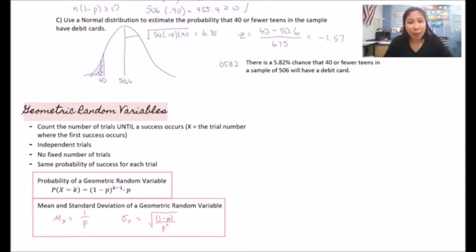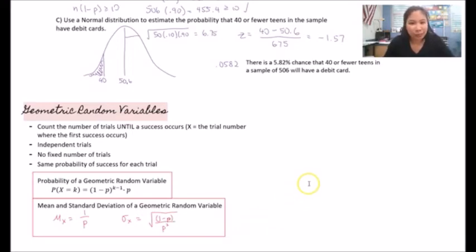And just like a binomial variable, we can still calculate the mean and the standard deviation of a geometric random variable as well. The formula looks like this. Keep in mind, there's no n in a geometric random variable, so none of the formulas have n in them. It'll be 1 over p for the mean, and the square root of 1 minus p over p squared, giant square root around that, for the standard deviation.